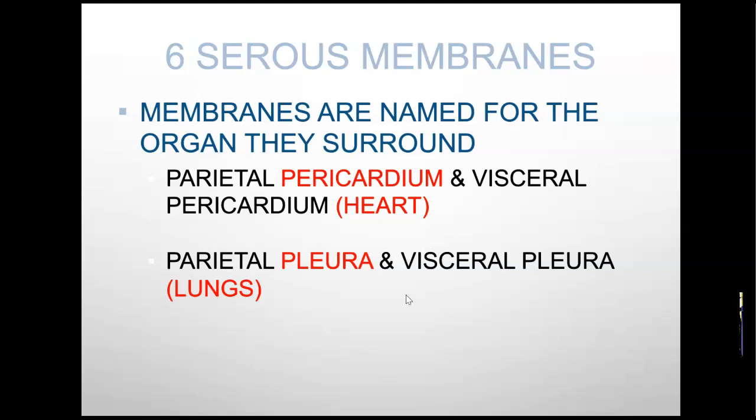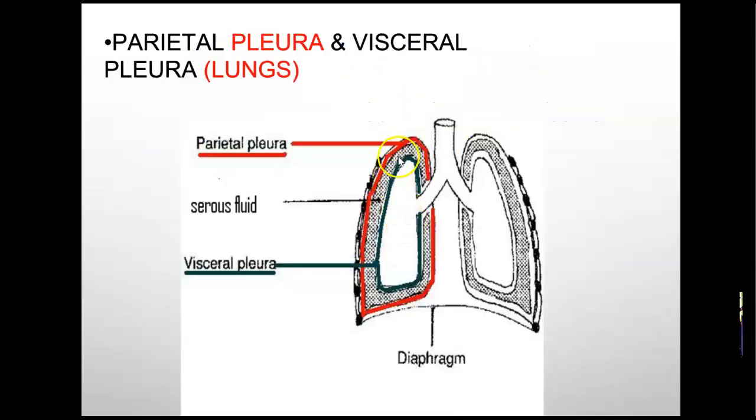So if we start with the lungs, the serous membranes surrounding the lungs, whoops, we're going to skip that slide, are called the pleura. So the parietal pleura is going to line the ventral cavity. Then there's this pleural cavity, which has the serous fluid in it. And then in green here is the visceral pleura, which is going to directly touch the lungs. So when you see the word pleura, we're talking about the membranes that surround the lungs.